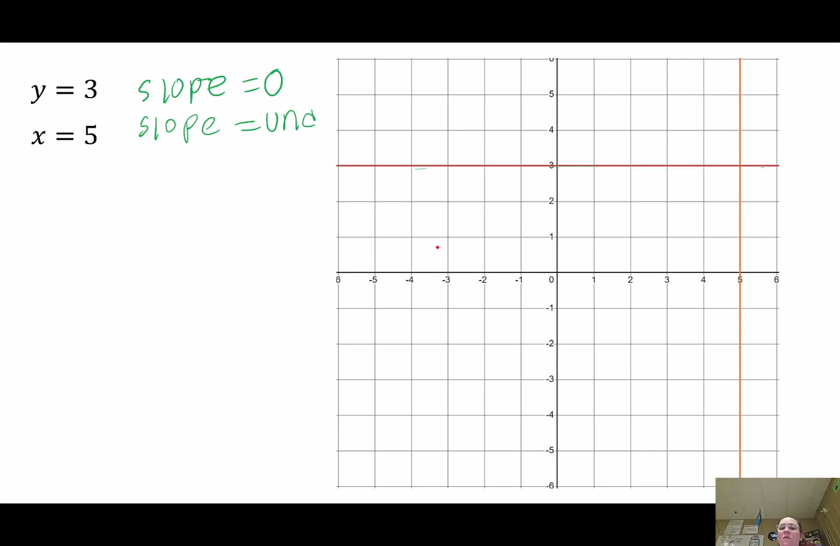So, are my lines parallel? No, they're crossing, right? So they at least intersect. But are they perpendicular? And that would be yes. If you have a y equals a number and an x equals a number, or a slope of 0 and a slope of undefined, then yes, you have perpendicular lines.